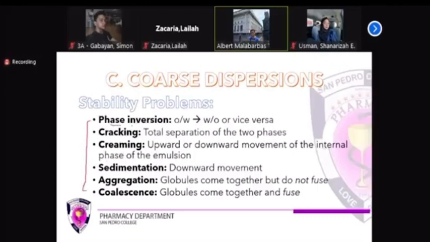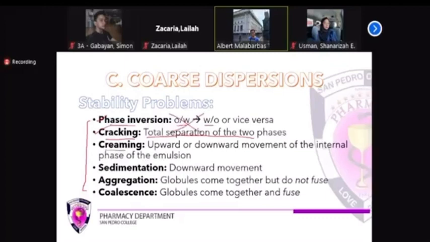For phase inversion, it's a problem among your emulsion, wherein from oil in water, it becomes water in oil, or vice versa. Cracking is the total separation of the two phases. When phase inversion or cracking happens to our coarse dispersion, we dispose of it because it is no longer stable.